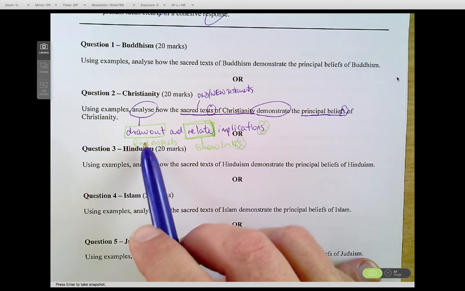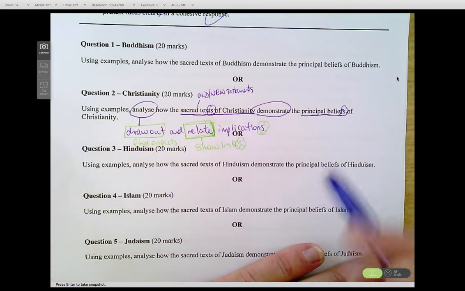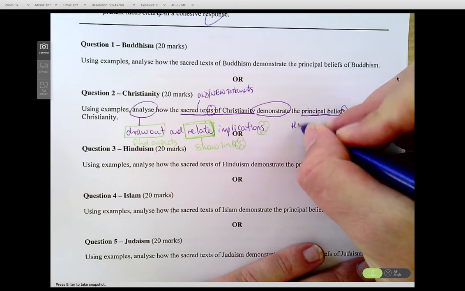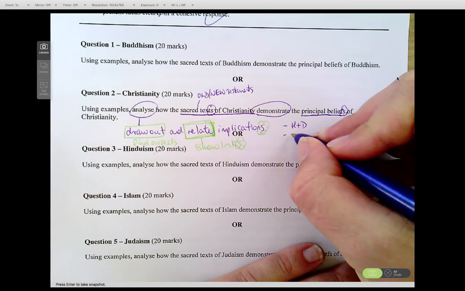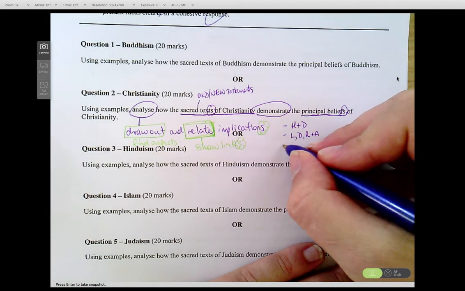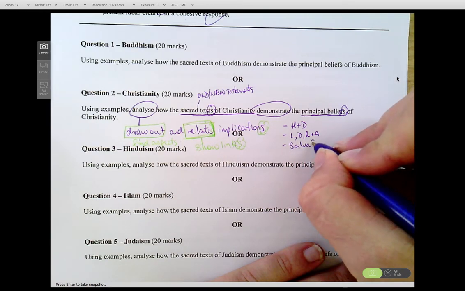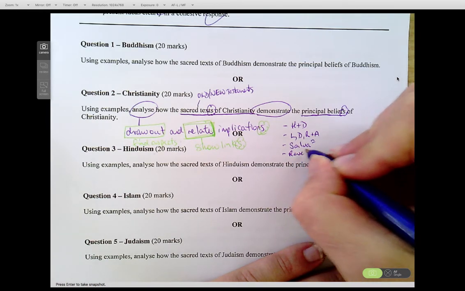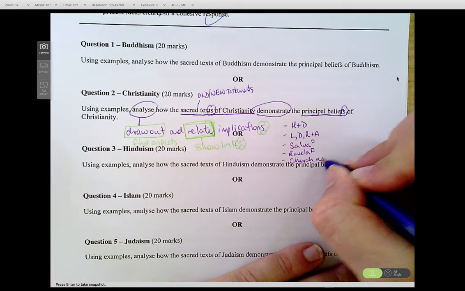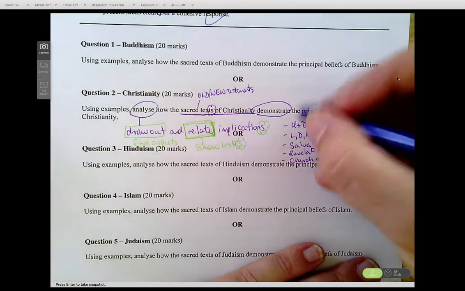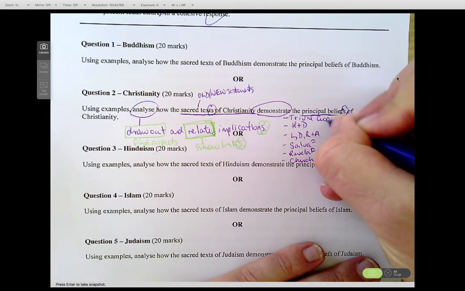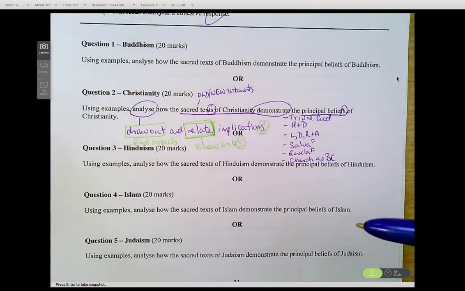If we're looking at drawing out and relating implications, we would want to be able to find the principal beliefs of the tradition, so whether that is the humanity and divinity of Jesus, the life, death, resurrection, and ascension of Jesus, salvation, revelation, church as the body of Christ, and what's the one that I'm missing? The triune God. Okay, so I've got 6 of them down there.